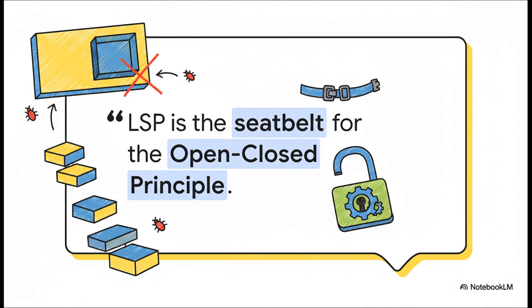Here is a really powerful way to think about it. The open-closed principle, OCP, tells us our systems should be open for extension but closed for modification. We should be able to add new subclasses, but what makes that safe? LSP is the answer. It's the seatbelt that makes sure our new extensions, our new subclasses, don't crash the entire system when we plug them in. It guarantees they'll play by the established rules.